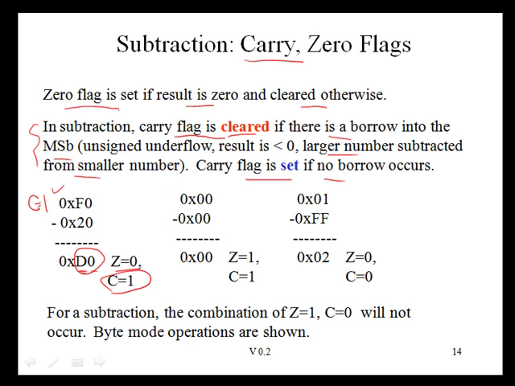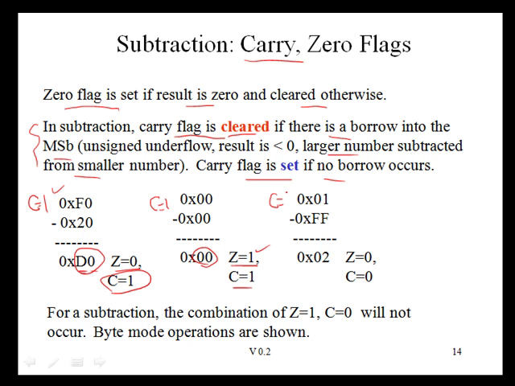Let's say 0 minus 0. The result will be 0. That means that our zero flag will be set to a true value or a 1. Again, remember, we pretend that the carry flag is set to 1 before we do the subtraction. There is no borrow, so the carry flag is going to remain at a 1. Now let's do this subtraction. 01 minus FF.